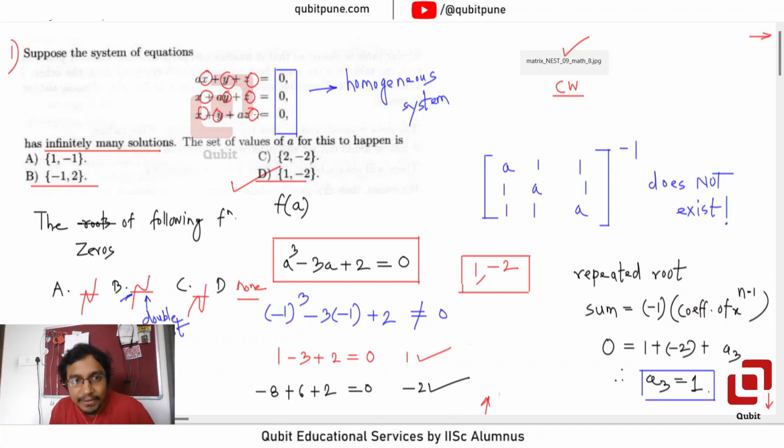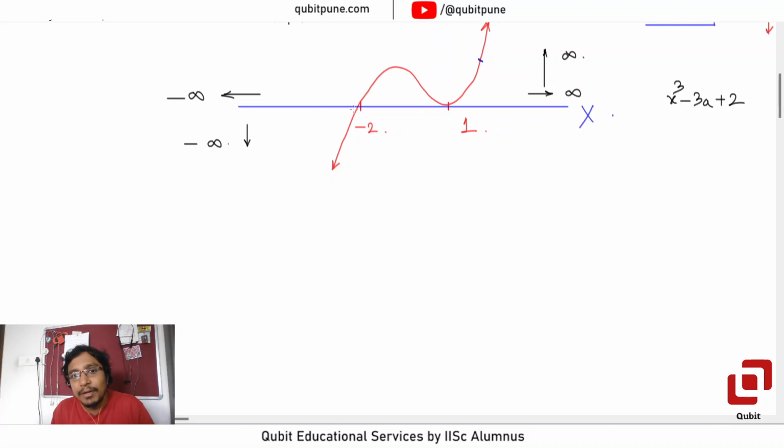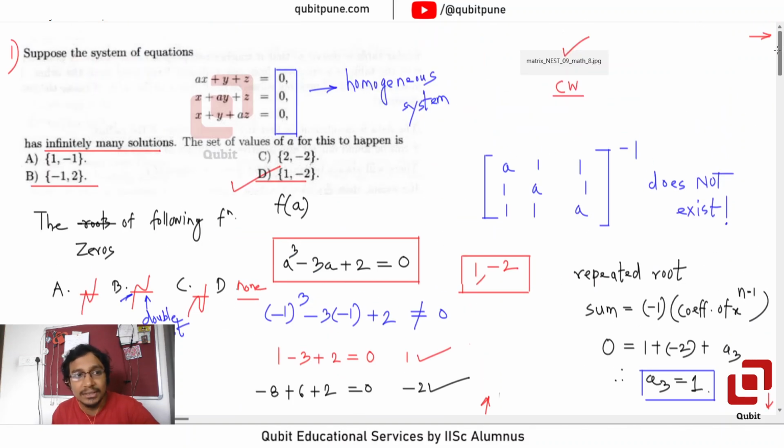Irrespective of value of a, this system because being homogeneous, it will always have a solution. मतलब when it is neither 1 nor -2, it is going to have only 0 0 0 solution, but solution रहेगा. When it becomes 1 and -2, then the system will have infinitely many solutions. Have you understood this? Yes. Okay.